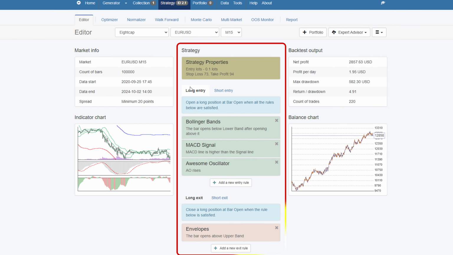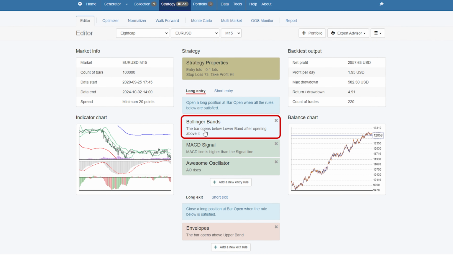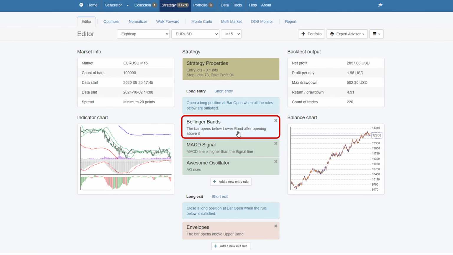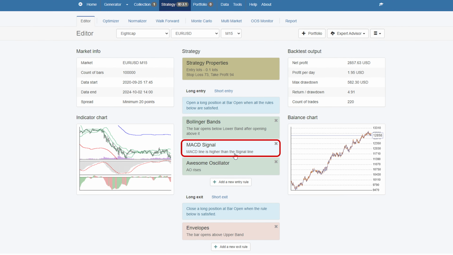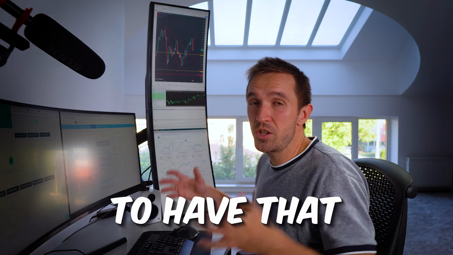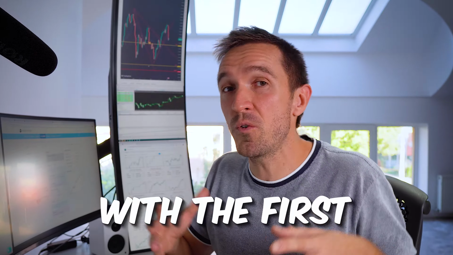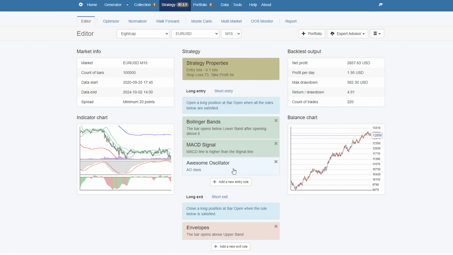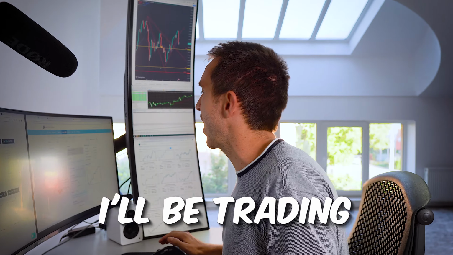So with the first strategy, in order to have a long trade, we want to see the Bollinger Bands with the rule the bar opens below lower band after opening above it. But at the same time, we have the MACD line is higher than the signal line and the awesome oscillator rises. And in order to have that long trade, we want to see those confirming each other. With the first indicator, we want to see a move downwards, but with the other two, we are chasing a move upwards. So that's not a strategy I'll be trading.